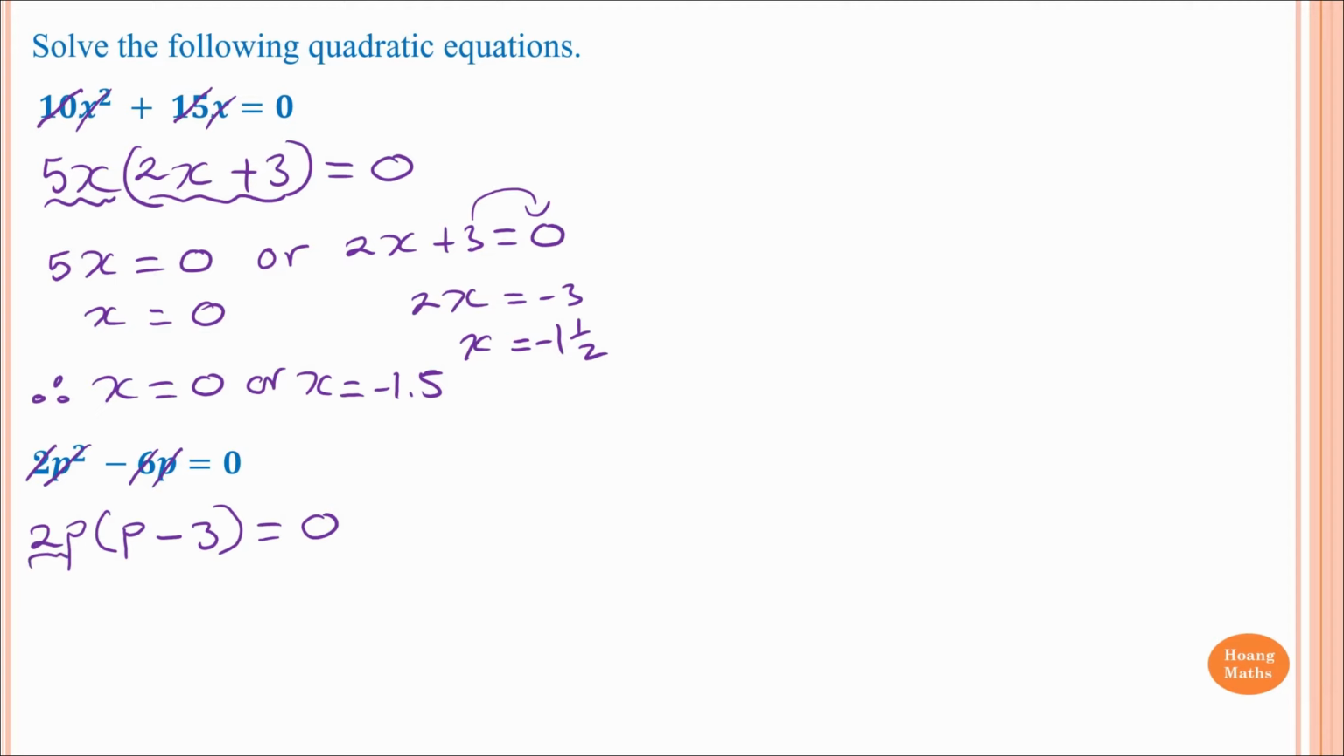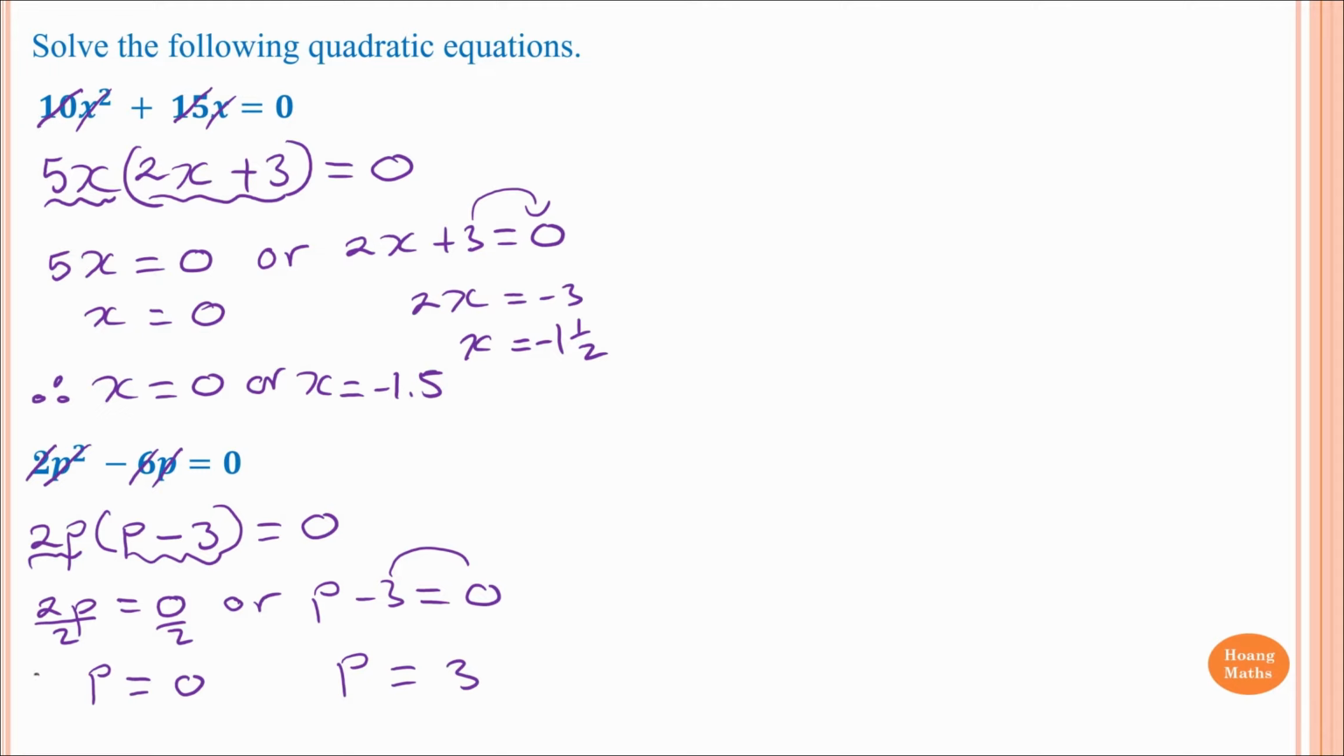So now we know that 2p is equal to 0 or p minus 3 is equal to 0. Then I divide by 2 both sides for this, so p is equal to 0 still. And I move this to the other side, so p is equal to 3. So I write therefore p is equal to 0 or p is equal to 3.